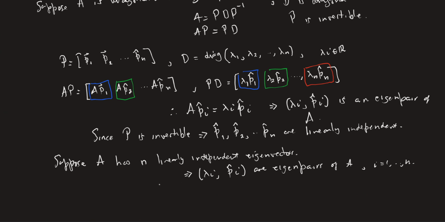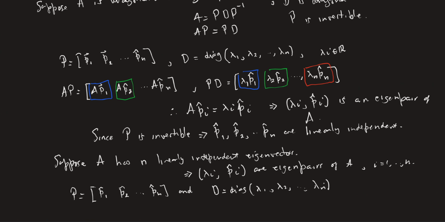And then here's what we're going to do. We're going to basically mimic what we did in the previous video in constructing the D and the P. So we would let P be equal to P1, P2, dot dot dot Pn. And let's let our D be, again, the diagonal matrix with lambda 1, lambda 2, dot dot dot, lambda n.